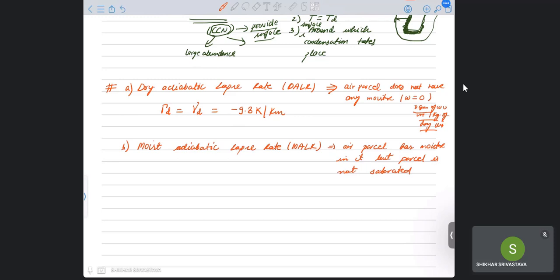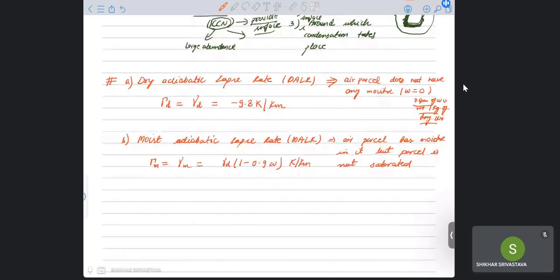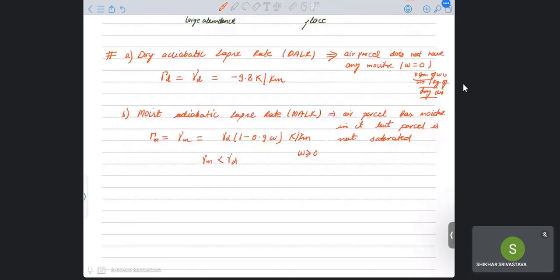they will follow this moist adiabatic lapse rate, whose value is given by this, or maybe gamma m also, is equal to, I think, gamma d times 1 minus 0.9 W, which we did yesterday, Kelvin per kilometer. As you can see, W is always positive, or greater than 0. It can be 0 or greater than 0. So gamma m is always at least slightly less than gamma d, or maybe equal also. If W is 0, then gamma m is equal to gamma d.